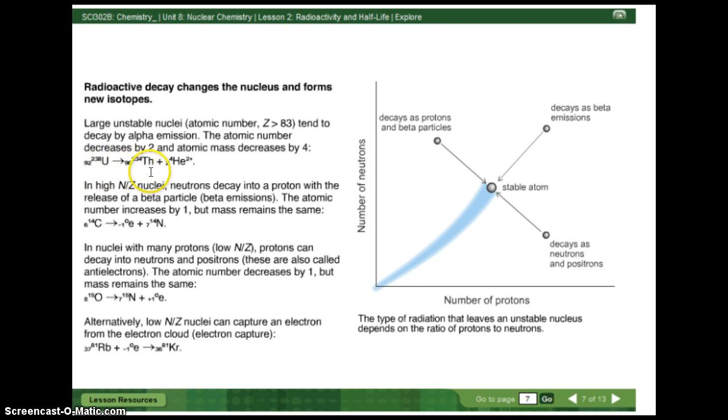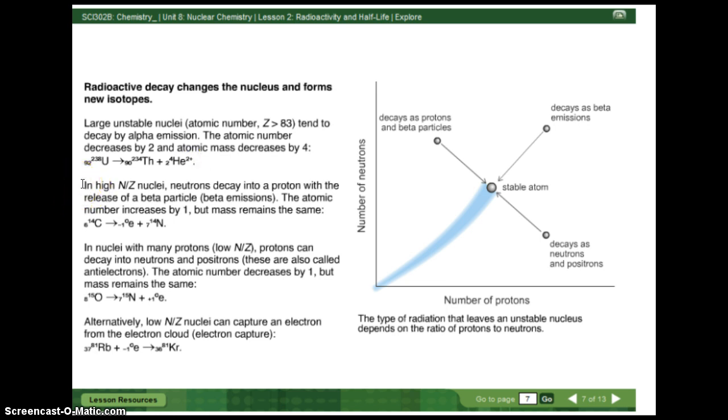It breaks down into thorium. So instead of the atomic number being 92, now it's 90. Instead of the mass number being 238, now it's 234. And then also it spits out that helium nucleus. Because it's just the nucleus, there's no electrons, it has a +2 charge.